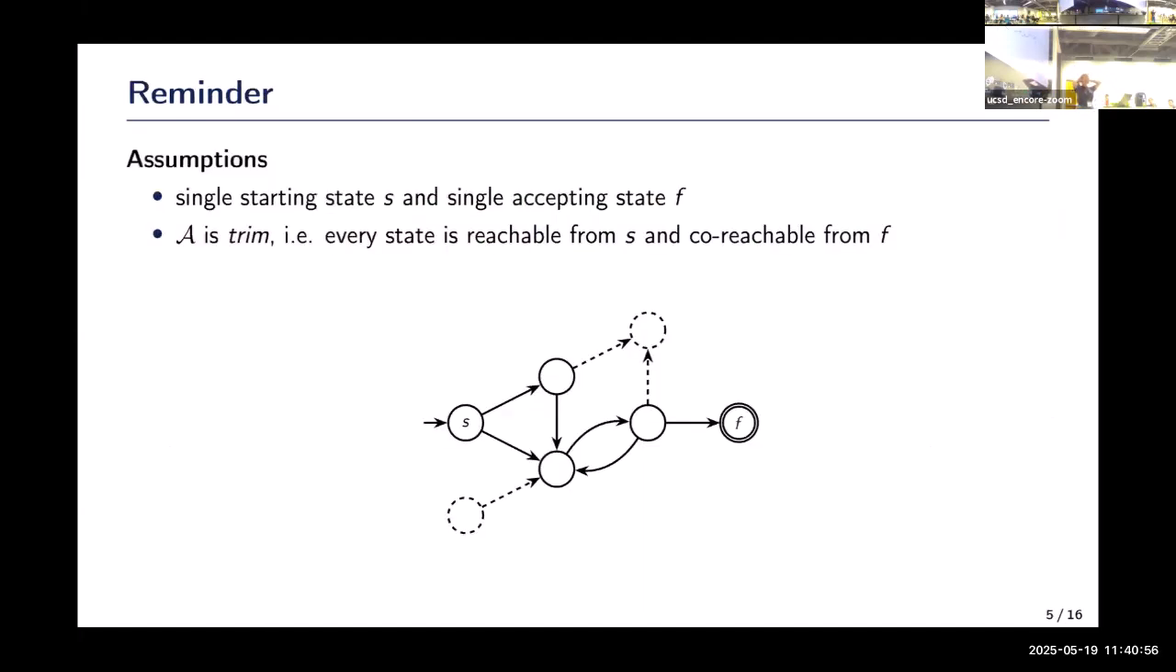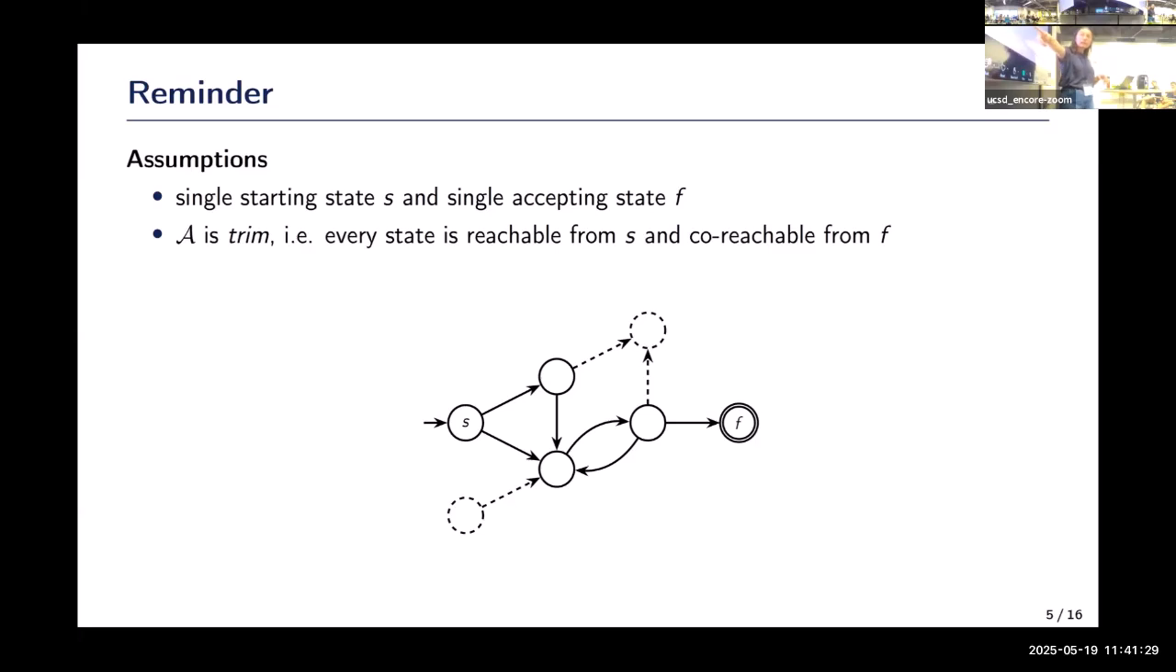Okay, so to present the algorithms, let me recall some basic operations I can do. First, I can assume that I have a single starting state and a single final state. Just add a super starting state and a super final state, and add the transitions I need. This makes things simple and doesn't change the language that's accepted or the degree of ambiguity. And I can also trim it. What I mean by that is I want every state in my automaton to be both reachable from the starting state and co-reachable from the final state.